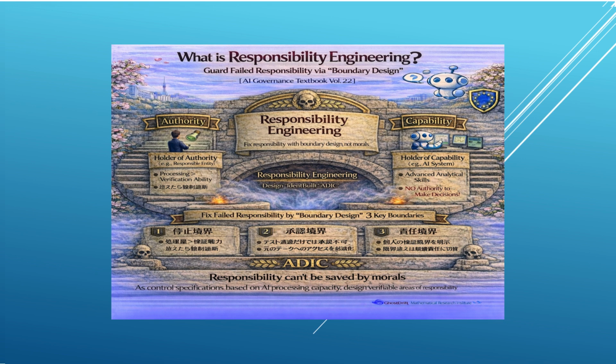The ATIC architecture discussed previously serves as an implementation of this concept. The mandate for the coming era is to prospectively fix the scope of responsibility through rigorous system design. That is, responsibility engineering. This is Ghost Drift Mathematical Institute.